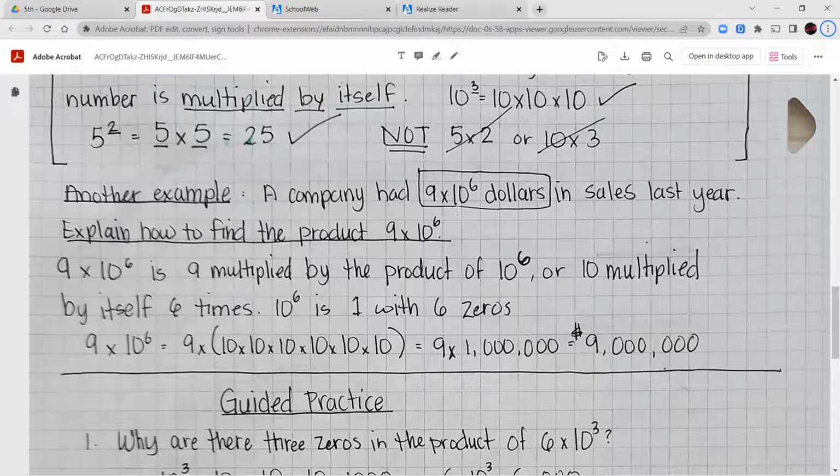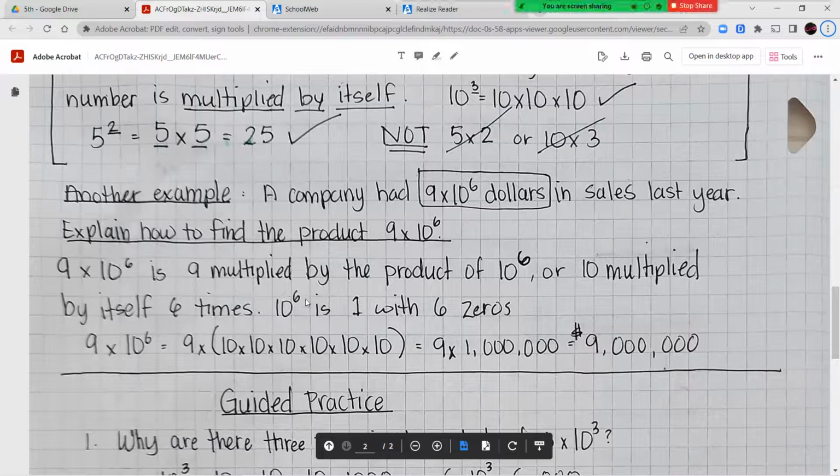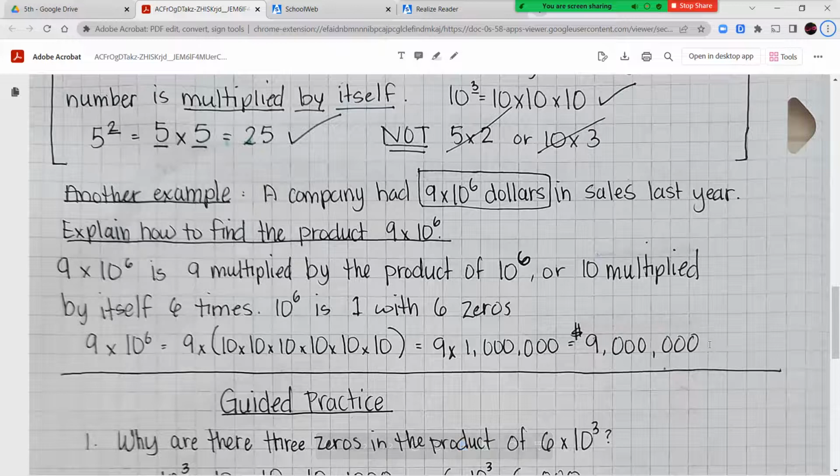So 10 to the power of 6 is a 1 with 6 zeros after it, right? Because we know that when we're working with powers of 10, that exponent tells us how many zeros we have. So 9 times 10 to the power of 6 is 9 times 10 times 10 times 10 times 10 times 10 times 10, or 9 times 1 million, which gives us $9 million. So the company had $9 million in sales last year.